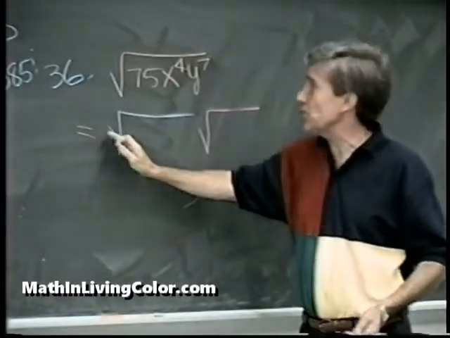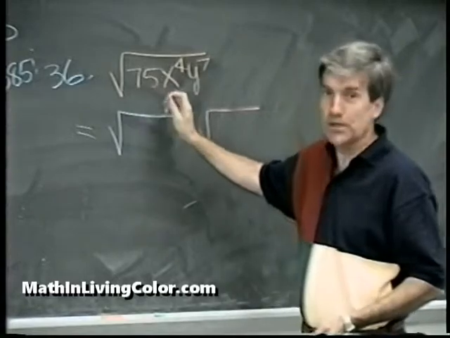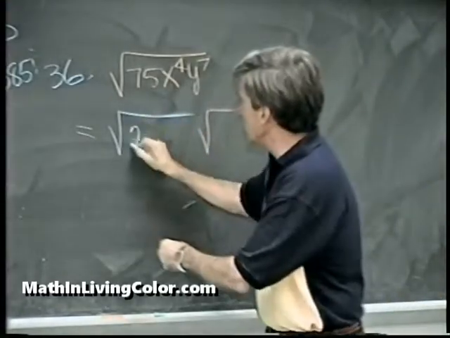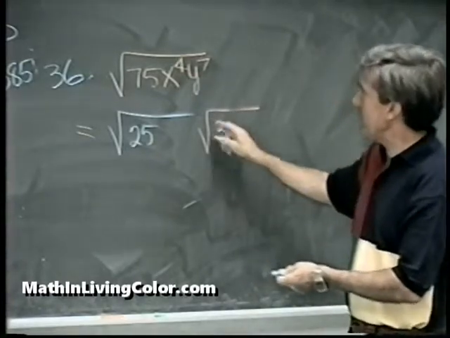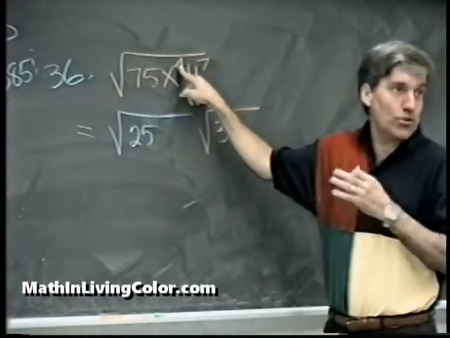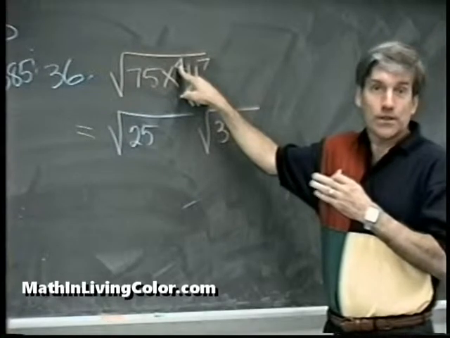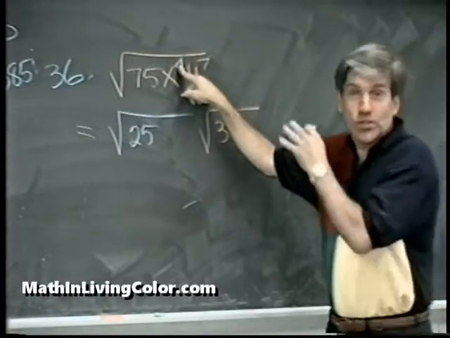What would be the perfect square that's a factor of 75? 25. All right, so that goes up front. What's the leftover number? 3. And then x to the fourth. Now, is x to the fourth a perfect square? Yes, it is. But I don't want to do the square root yet.